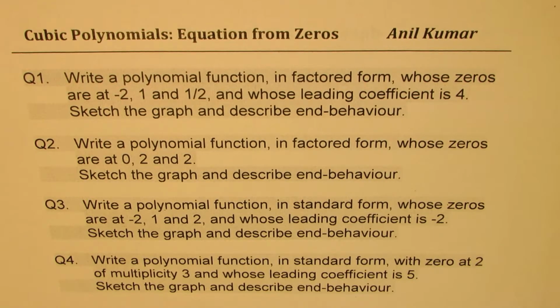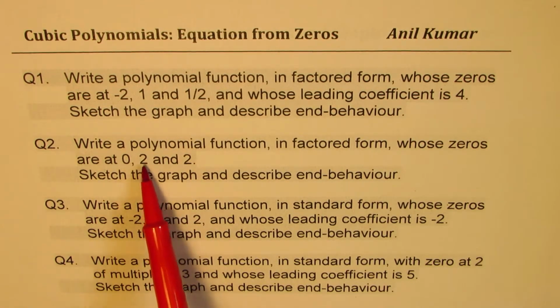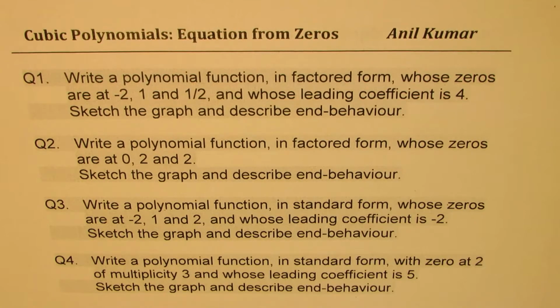Question number 1. Write a polynomial function in factored form whose zeros are at -2, 1 and half and whose leading coefficient is 4. Sketch the graph and describe end behavior. Question number 2. Write a polynomial function in factored form whose zeros are at 0, 2 and 2. There is a difference in first and the second question. You will notice that the two zeros, 2 and 2, are at the same point.